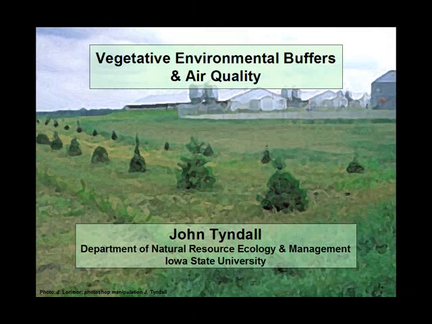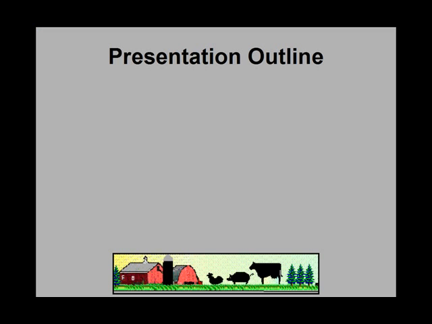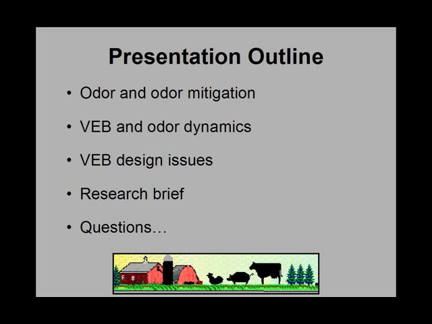There we go. So first I'm going to talk a little bit about odor itself and a little bit about what mitigation actually means and some various kinds of technologies that are available. I'll talk about vegetative environmental buffers and odor dynamics, just how do trees benefit a livestock producer when it comes to dealing with odor. Talk a little bit about vegetative environmental buffer designs.